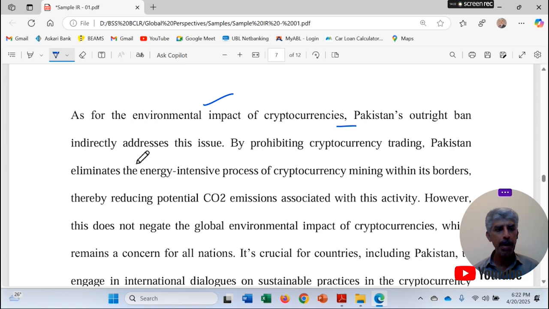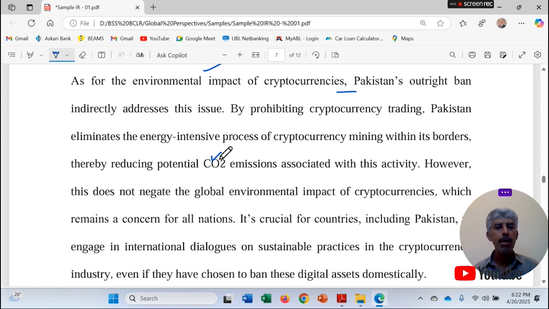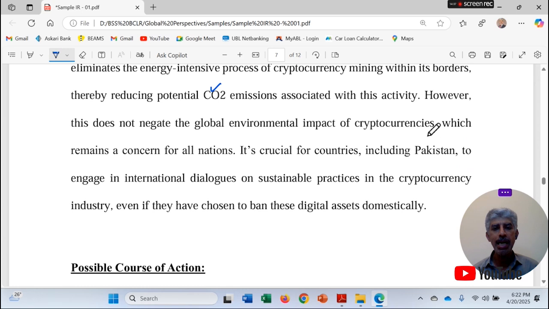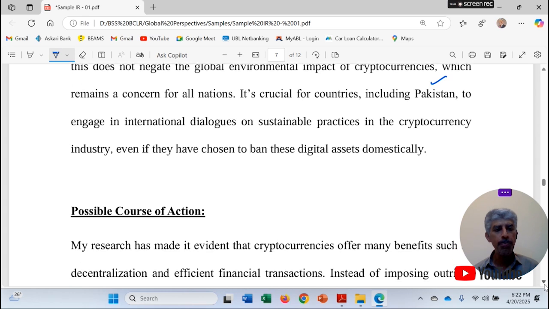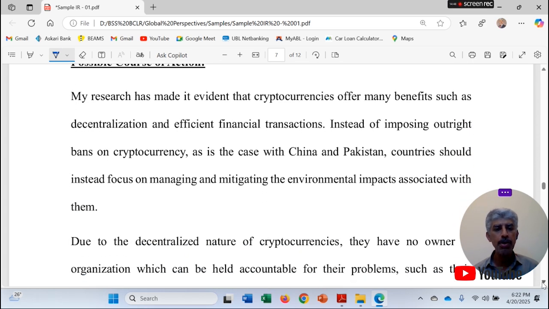on Pakistan's environment. As for the environmental impact of cryptocurrencies, Pakistan's outright ban indirectly addresses this issue, as Pakistan has banned cryptocurrencies. So it means that crypto mining cannot be done over here, as it is a greater threat towards CO2 emissions in the environment. So in the whole of this, you can see that the national perspective of Pakistan is explained.